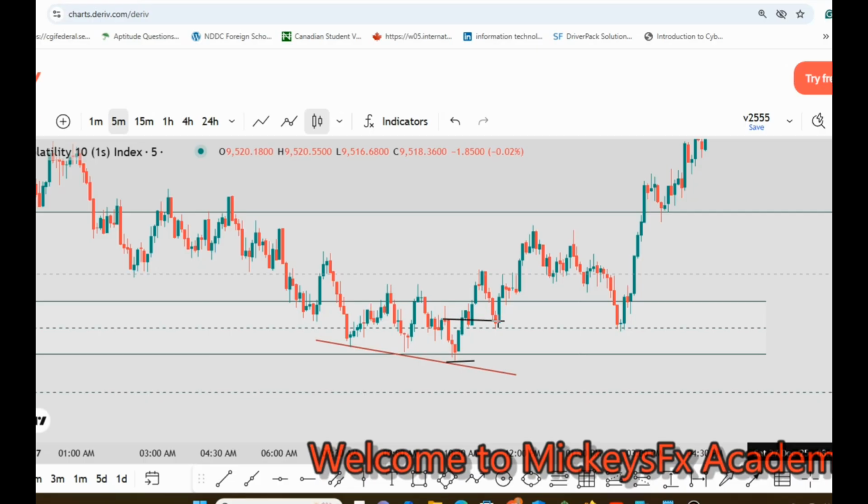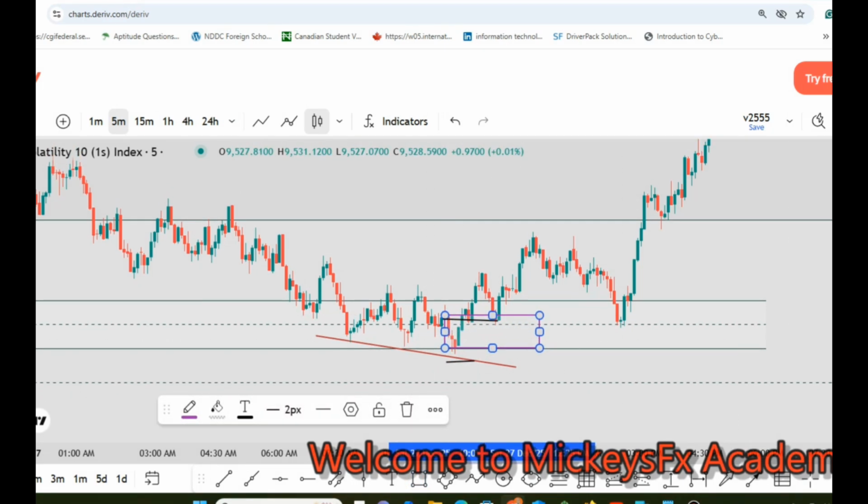Now if you bring my rectangular tool, making this place my order block. Now this is my order block. Then what am I supposed to do? I'll take my entry now.